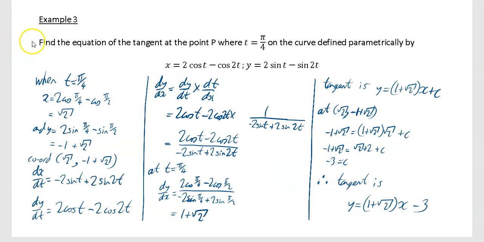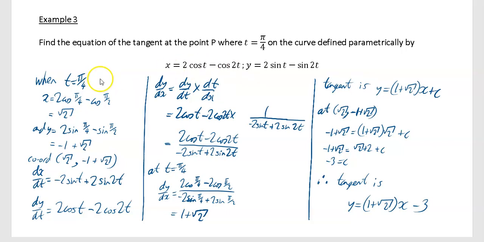Okay, in this example it says find the equation of the tangent at the point P where t is equal to pi over 4 on the curve defined parametrically by x equals 2 cos t minus cos 2t, y is equal to sine t minus sine 2t. So we're using a combination of our parametric differentiation and also differentiating trig.